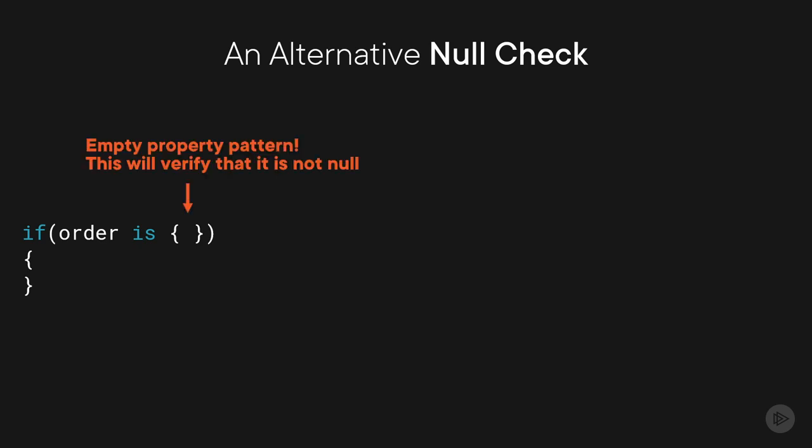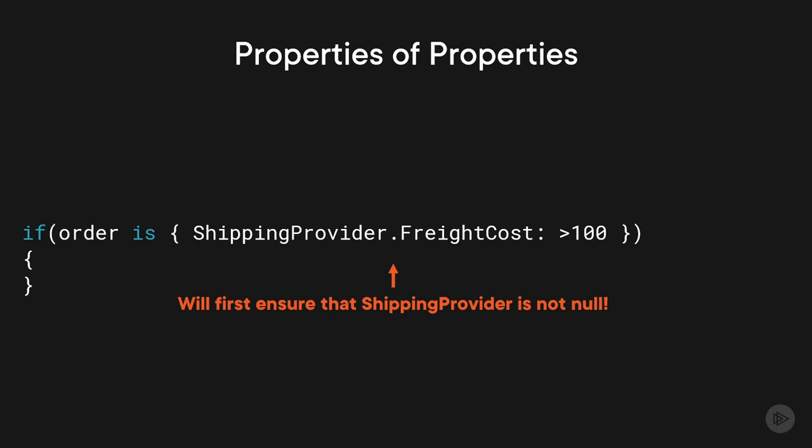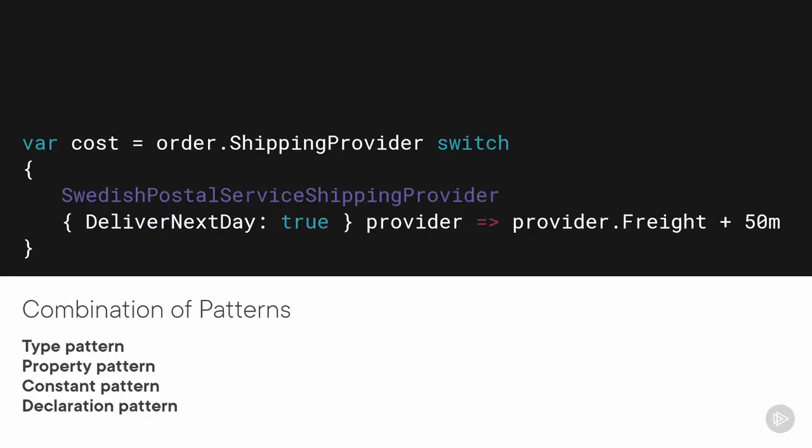If you first write if order is followed by open and close curly braces, this could ensure that the order is set to an instance. A rather interesting way to perform a null check. You can even check properties of properties. For example, if the order is an instance and the property freight cost on the shipping provider is more than 100, we'd like to evaluate this expression. This combines the type pattern, property pattern, constant pattern, and the declaration pattern.